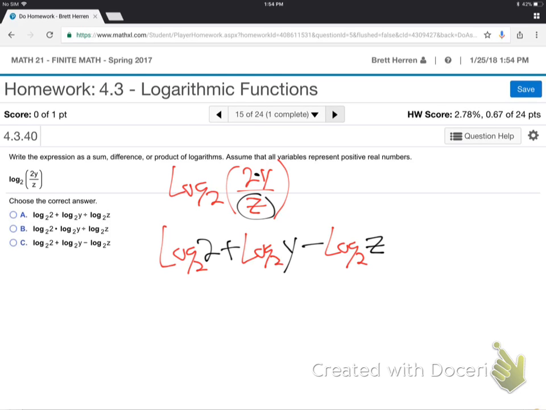This making sense? Do you remember this kind of from your algebra days? Sort of, kind of? All right. So I'll move on.